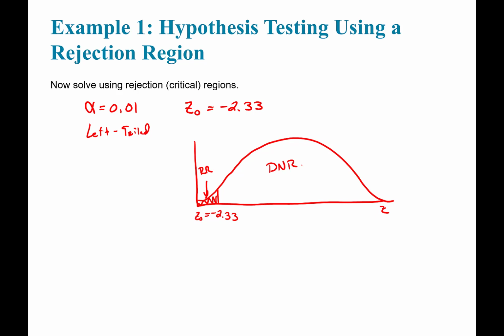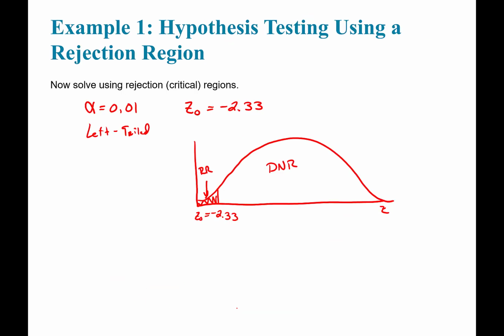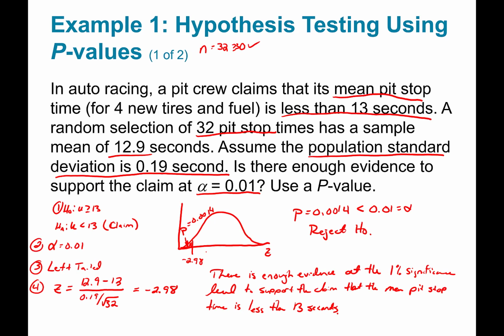Then all we do to conclude this test is look at that test statistic, which we've already calculated, negative 2.98, and put that on the graph where it's supposed to be. Negative 2.98 is somewhere right in here. Because our test statistic Z equaling negative 2.98 lies in the rejection region, our conclusion is that we reject the null hypothesis. And notice that is the exact same conclusion that we came up with when we did it by p-values.